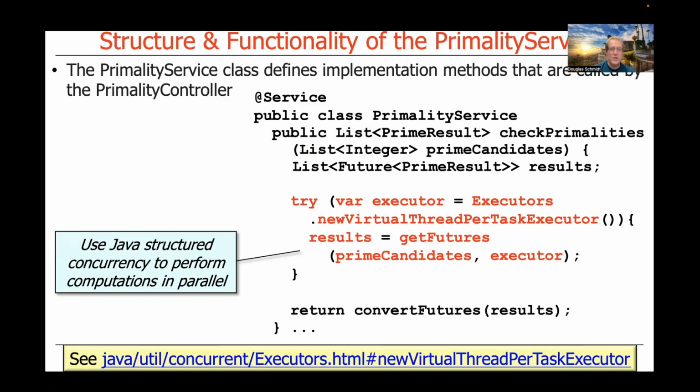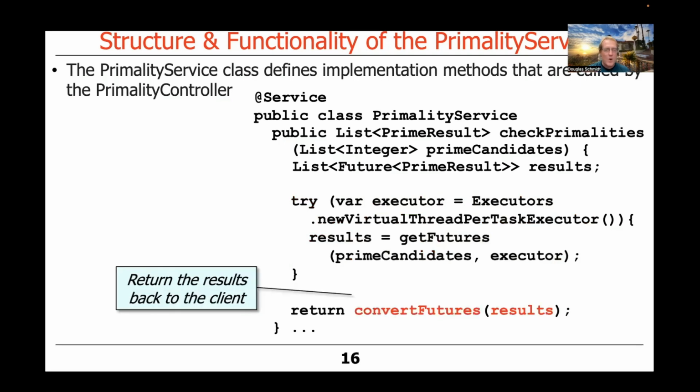But one of the things I want you to notice here is by using this approach, we separate out the method that goes ahead and submits the requests to go and check for primality. We separate that from what we do when we get the results back, which of course will come back as a list of futures to prime results. And so we have to do a little conversion in order to make the change from a list of futures to prime results to a list of prime results.